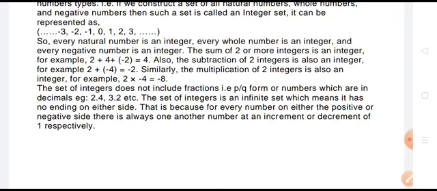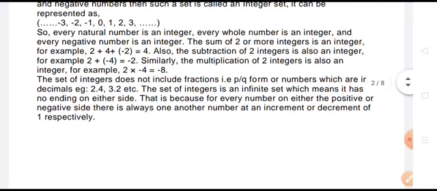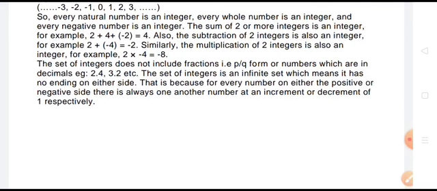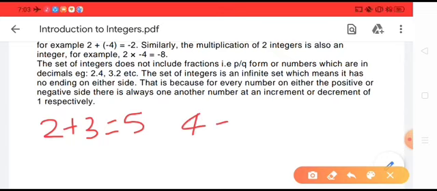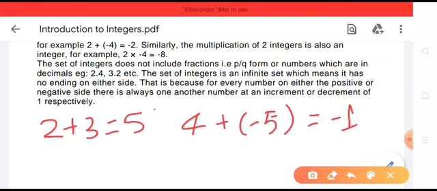Now the sum of two or more integers is an integer. The property of integers is that if we add two or more integers, the result is always an integer. For example, 2 plus 3 is equal to 5, and 4 plus minus 5 is equal to minus 1. It is also an integer: a positive integer, and a negative integer.